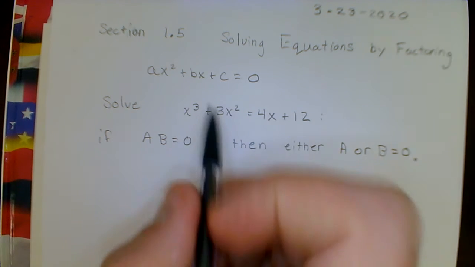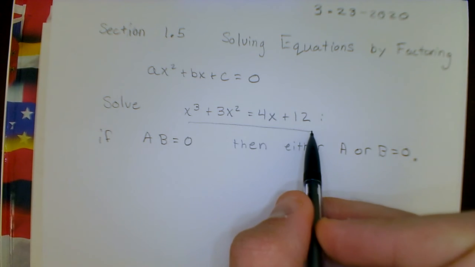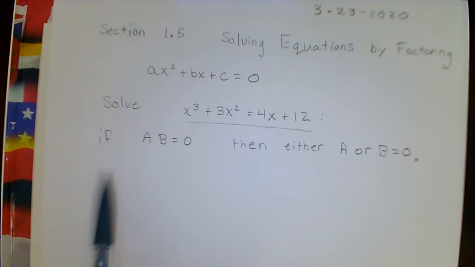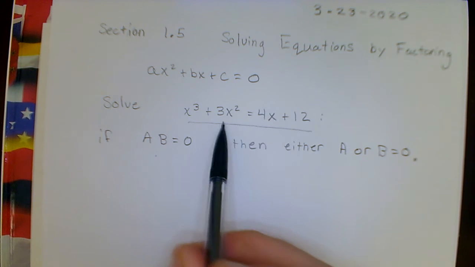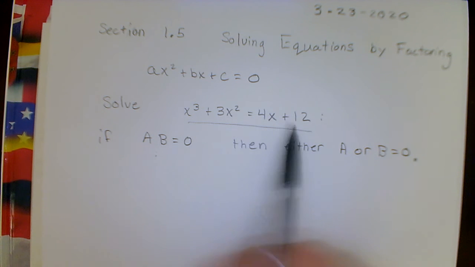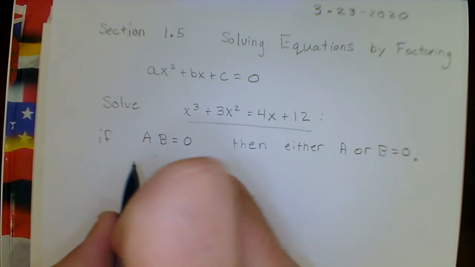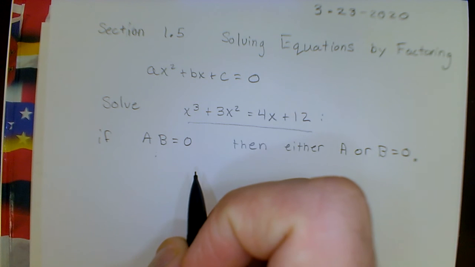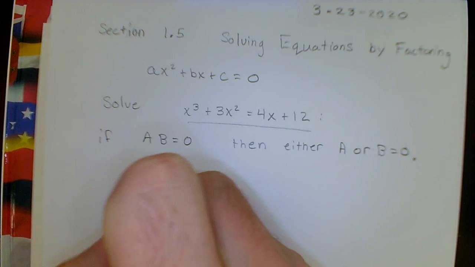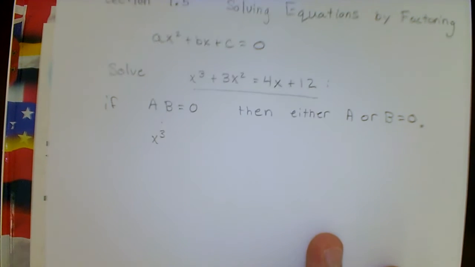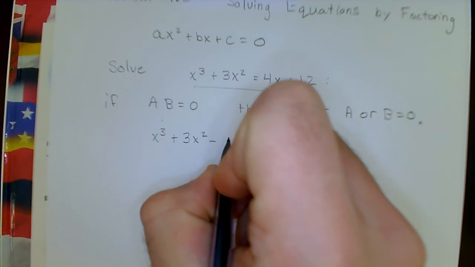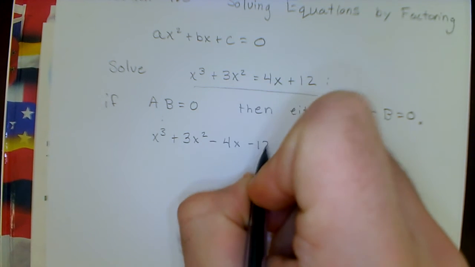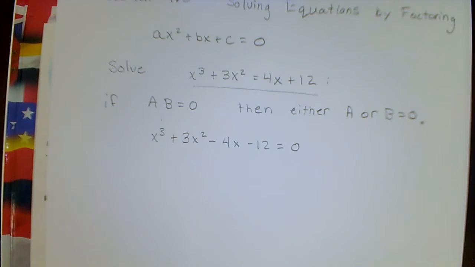So the first step is to take this equation and get a 0 on one side so we can use this property. You could either subtract these two terms over to the other side, or you can subtract the 4x and the 12 over to the other side. So that's what I'm going to do. Instead of x cubed plus 3x squared equals 4x plus 12, we're going to have x cubed plus 3x squared minus 4x minus 12 is equal to 0. Okay.